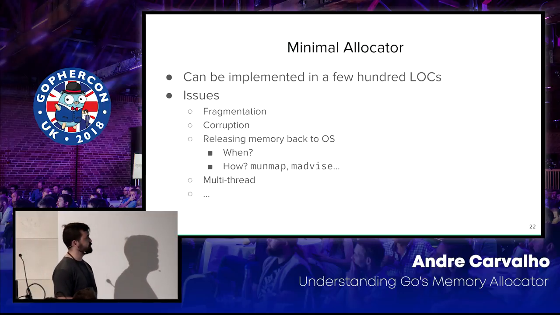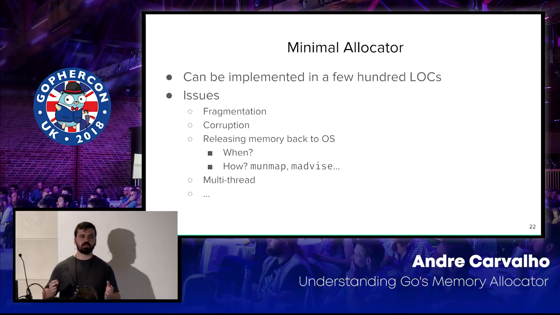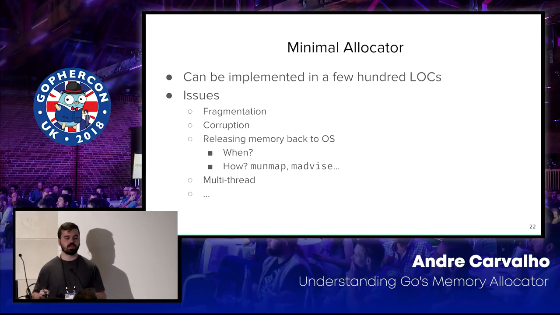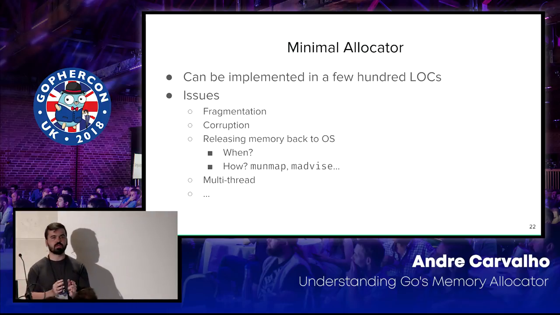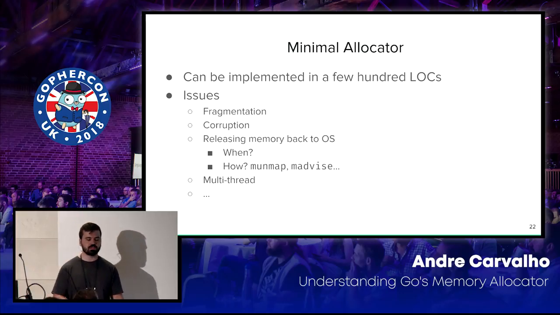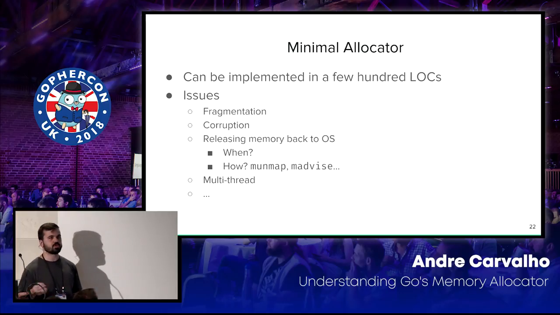So the first one is fragmentation. We keep splitting larger objects into smaller ones. But if the application now starts to allocate larger blocks, we need to have a way to also merge smaller objects into larger ones to be able to fulfill those without having to call mmap again.